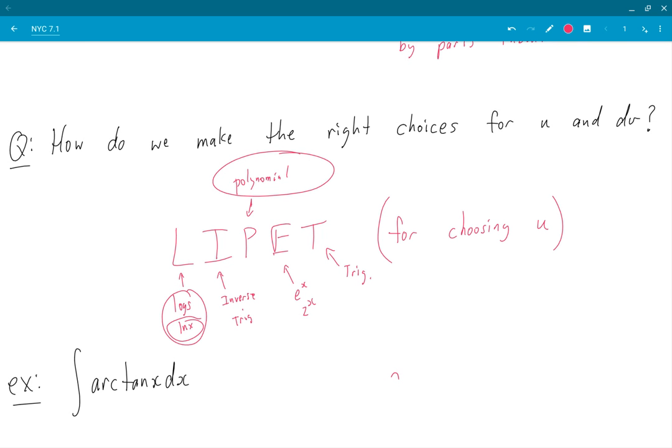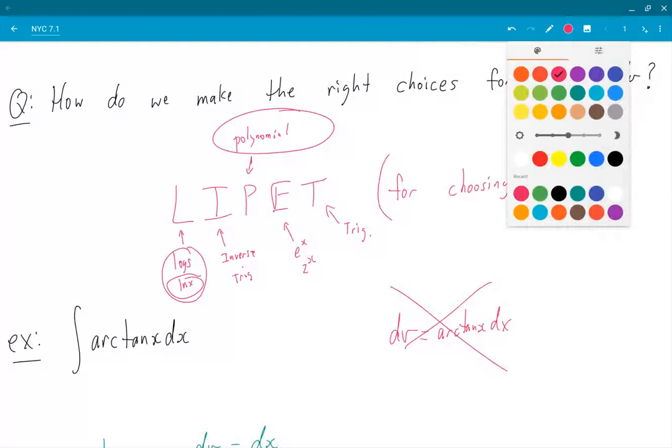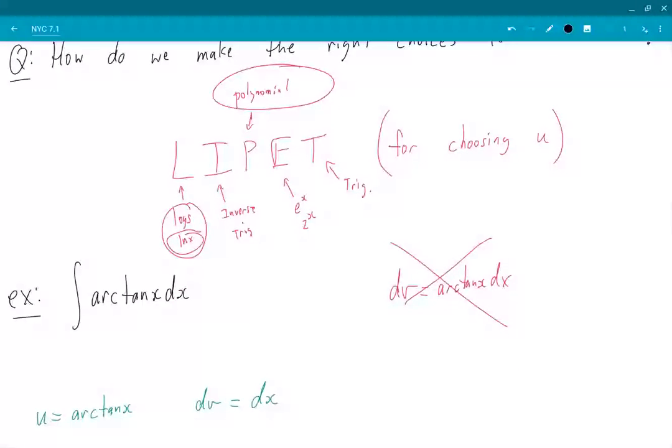If I choose dv equal to arctan x dx, that's not going to help me, right? Because I'm going to have to do an integral of arctan, which is exactly the original problem. So that is of no use to me. So I don't really have a choice in this case. I'm going to have to go with u is arctan and dv is whatever's left. So in this case, just dx.